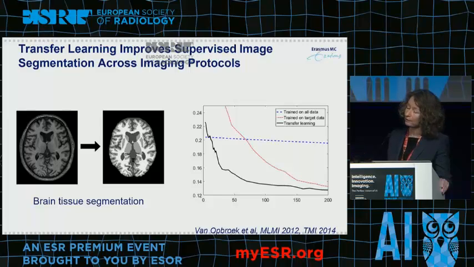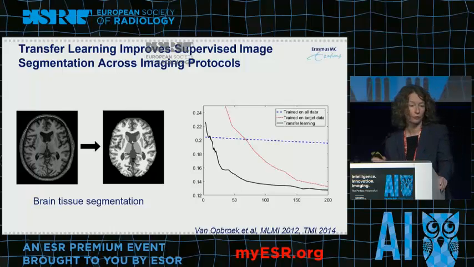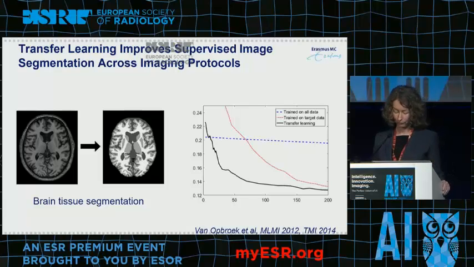On the other hand, if you only train on this data from your new scanner, the error would decrease, but in the beginning the error would be really large. And then transfer learning can make a good compromise between these two approaches and have lower errors already in the low sample size regime.